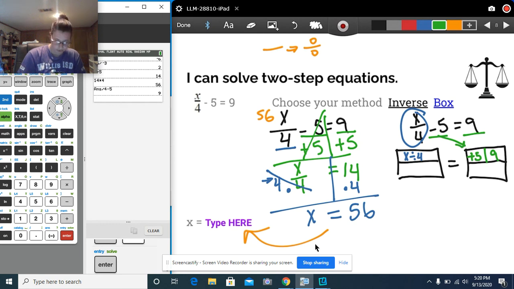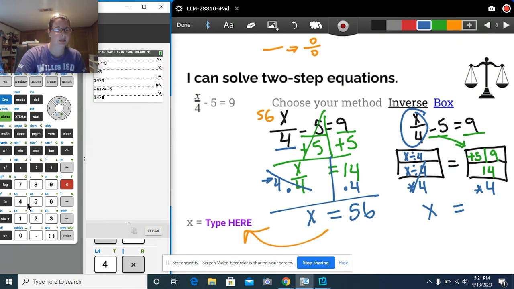Next, I combine those two terms. There's nothing to combine with my variable, but I have a positive 5 and a positive 9. So I have 14 on this side. Now, because I'm dividing by 4, the next thing I need to do is to multiply times 4. So I'm going to multiply times 4 on both sides, and I'm going to end up with x is equal to, because dividing by 4 and multiplying by 4 are inverse operations, 14 times 4, which is equal to 56.